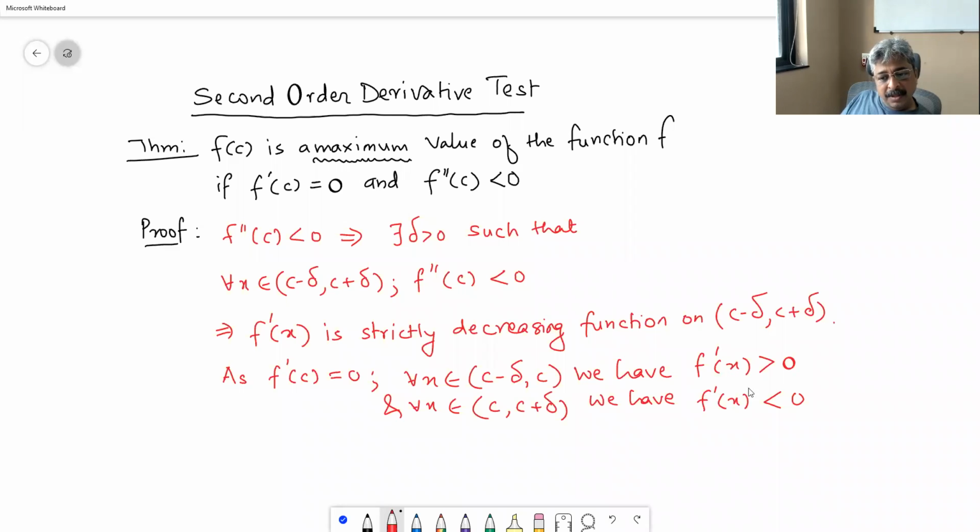I think these are the two prerequisite conditions of the first derivative test. So we can skip this and write it. That is a good idea. Hence, by first derivative test, f of c is a local maximum.